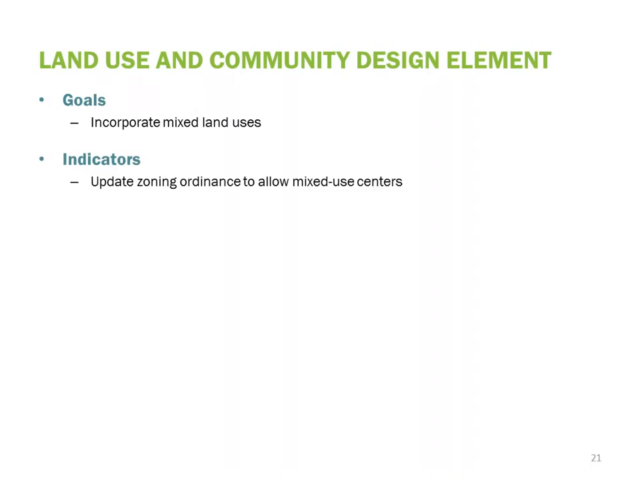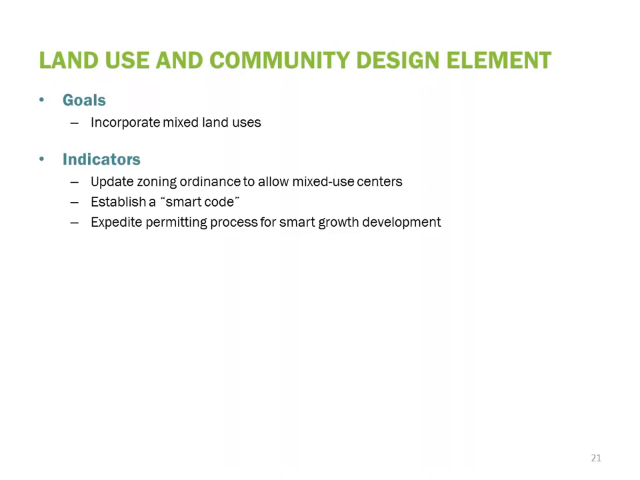An indicator for the goal would be updating your zoning ordinance to allow mixed-use centers. Zoning ordinances tend to be rigid. In this case, you could update it towards a little bit more flexible. Maybe provide an overlay zoning district for mixed-use center. Establish a smart code. Smart code, essentially, is a code that provides a more pedestrian-friendly environment. Another indicator could be expedite permitting process for smart growth development.